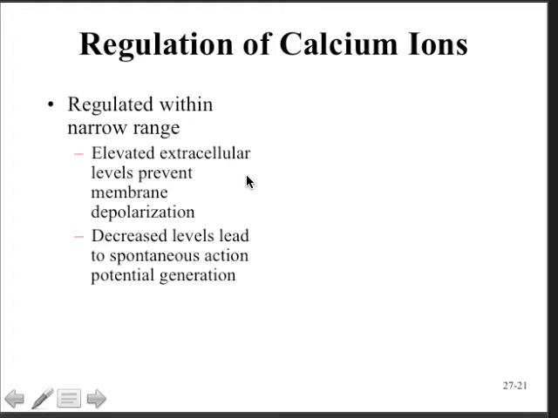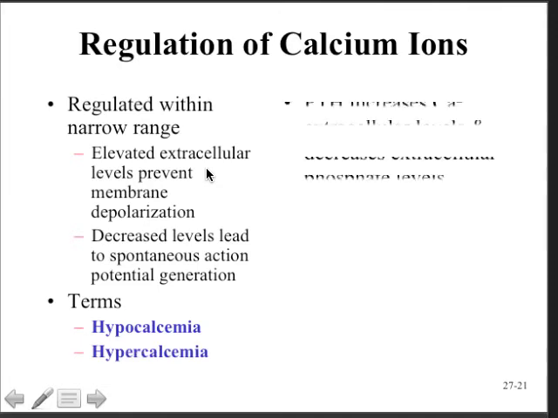If we have elevated extracellular levels, then what's going to happen is that the polarization that exists across the cell membrane is going to be enhanced. It's going to be more difficult to establish an action potential. While decreased levels are going to reduce the amount of polarization across the membrane, and the likelihood of generating an action potential will go up dramatically. So the terms that refer to imbalanced calcium ion concentration are hypocalcemia and hypercalcemia.